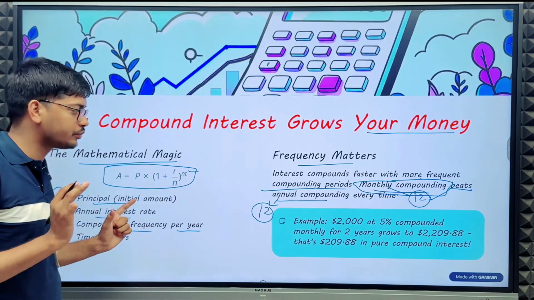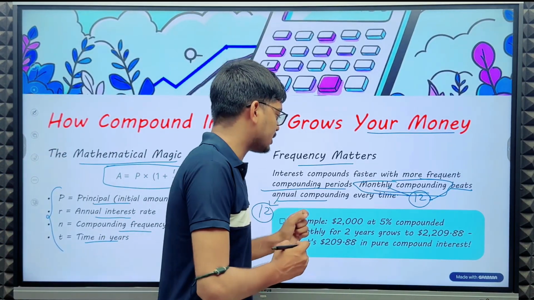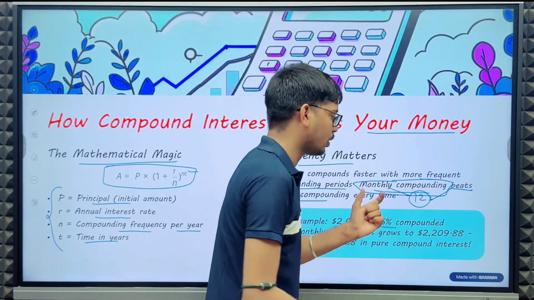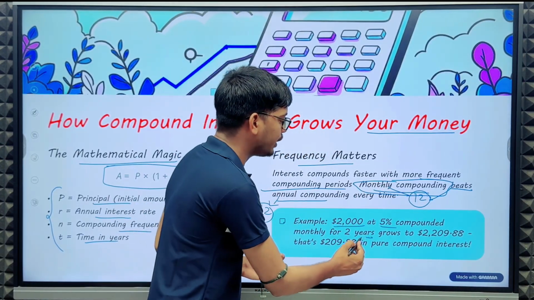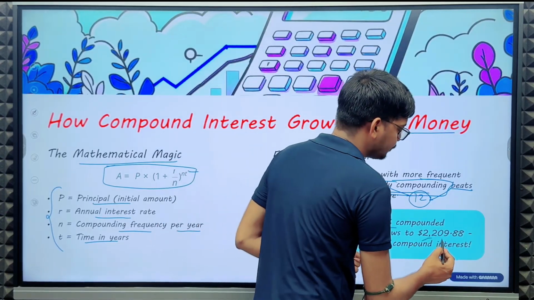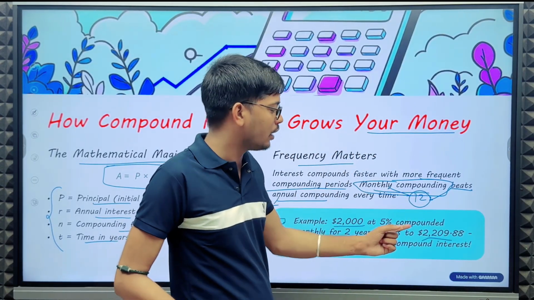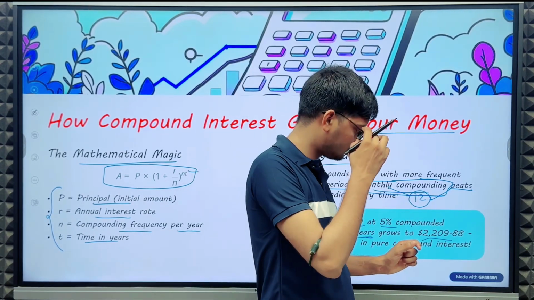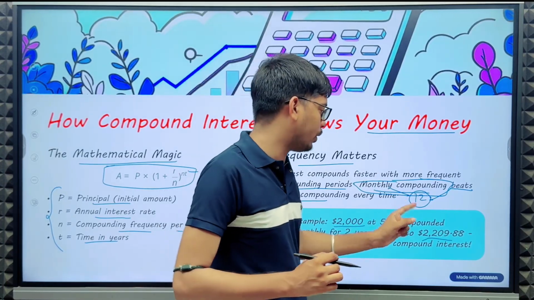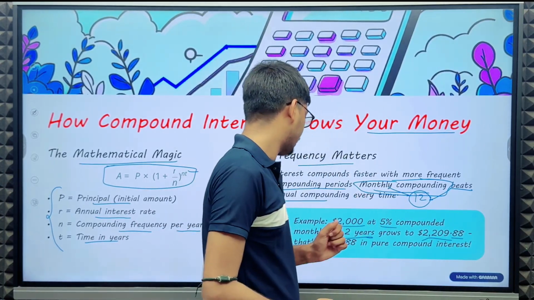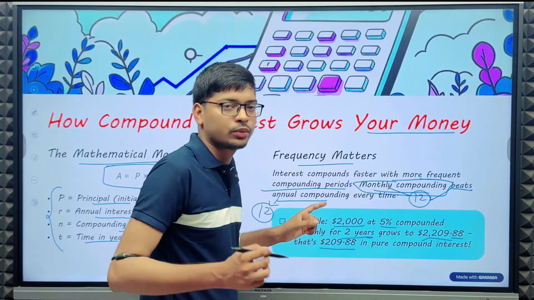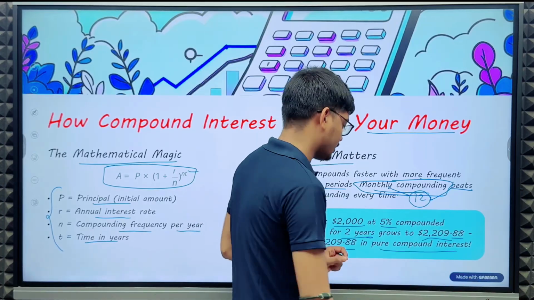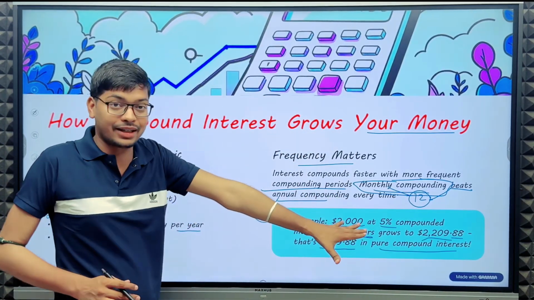So let's understand this example. You have $2,000 at 5% compounded monthly for 2 years, and it grows to $2,209. Okay, but that's only $209.88 in pure compound interest. So you understand this concept.